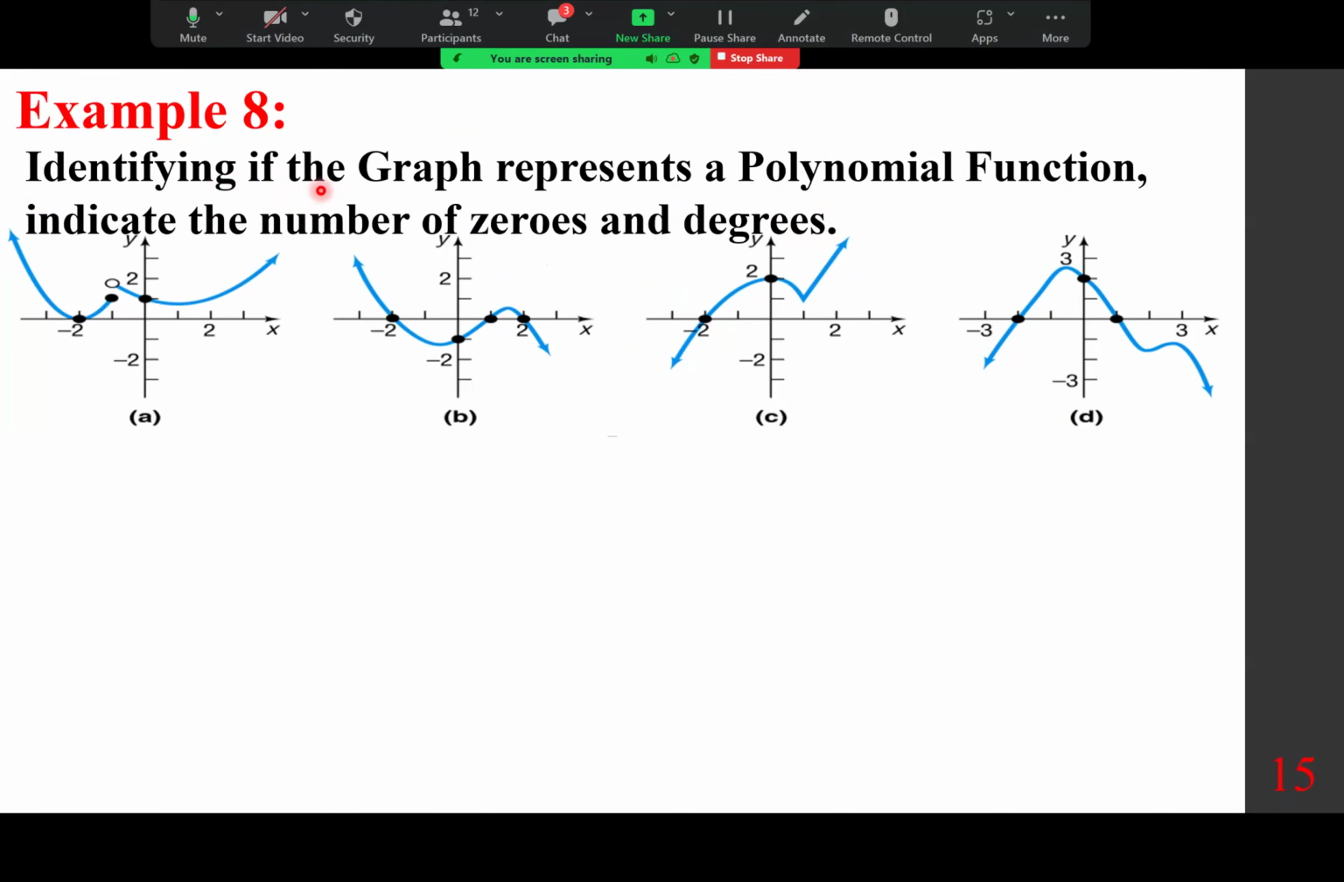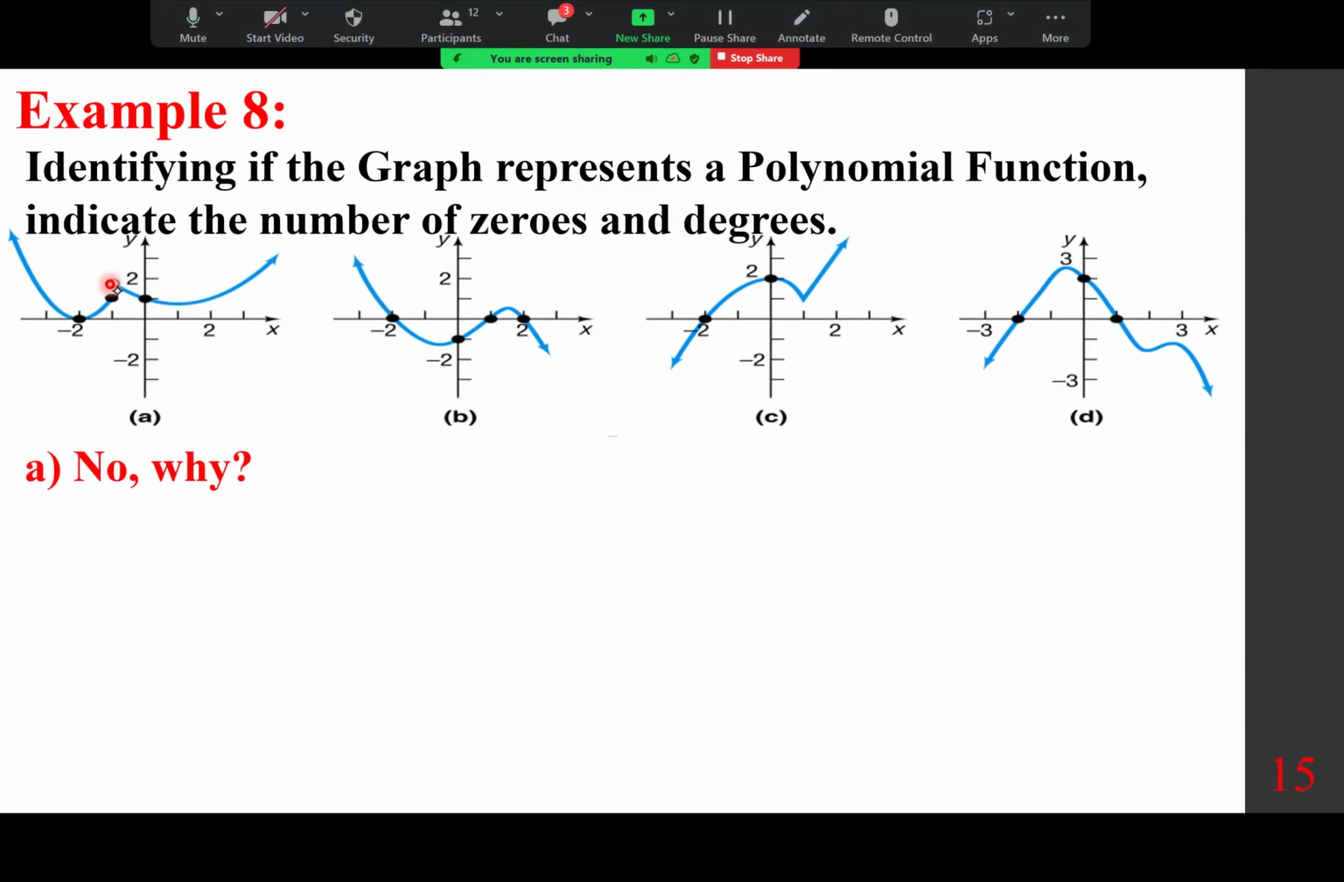And then if need be a couple more points, you have the graph, you're done. Identifying if the graph represents a polynomial function, indicate the number of zeros and degrees. Part A. As you look at the graph, you notice this is not a polynomial function. Why is that?